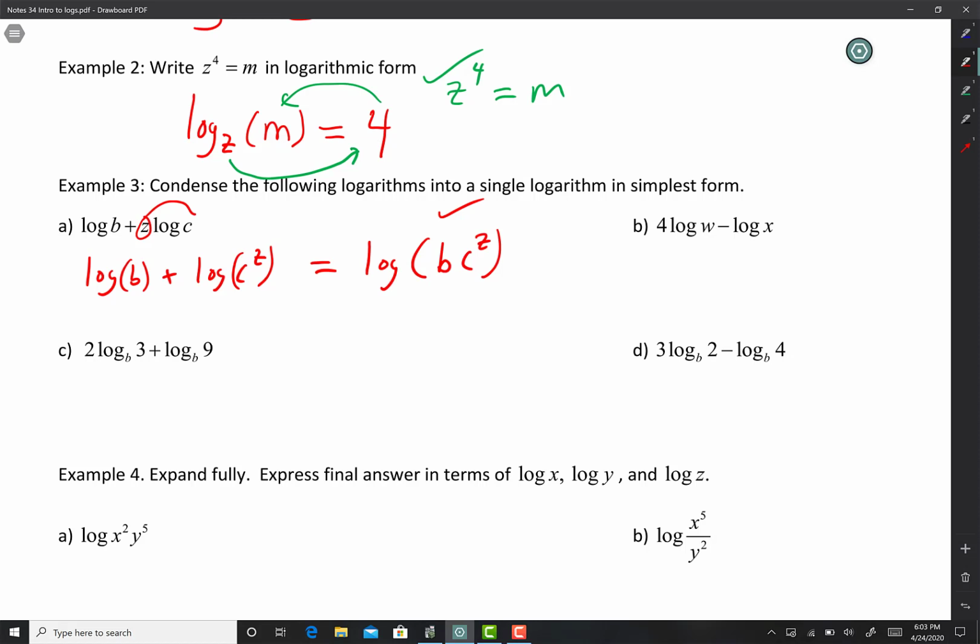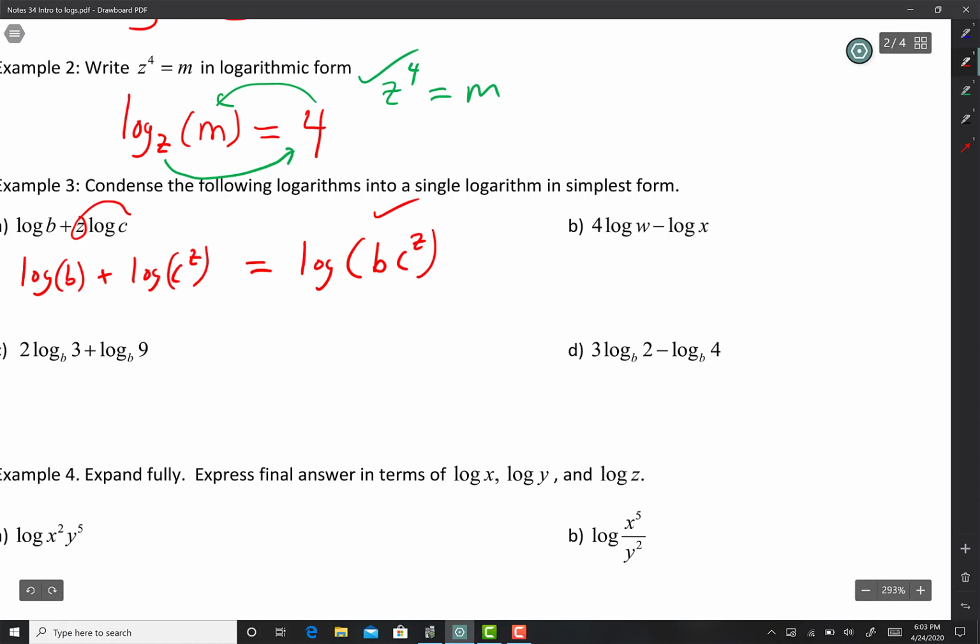All right, again on this one, guys. I have 4 log W minus log X. The first thing I'm going to do is move the 4 to be a power for W. So log of W to the 4th power minus log of X. And my apologies, I should have put parentheses here, guys. No big deal.